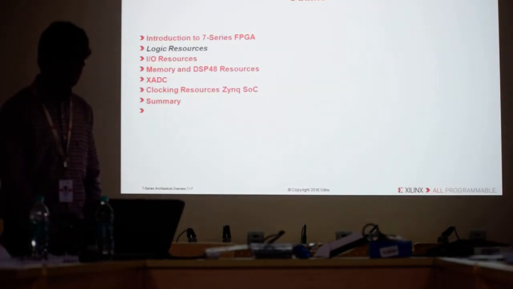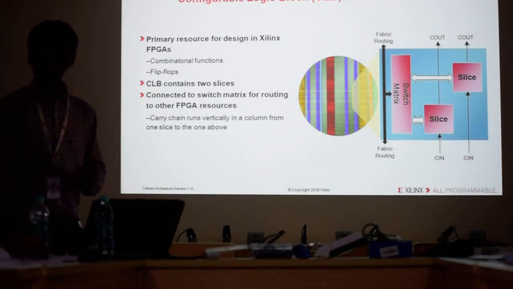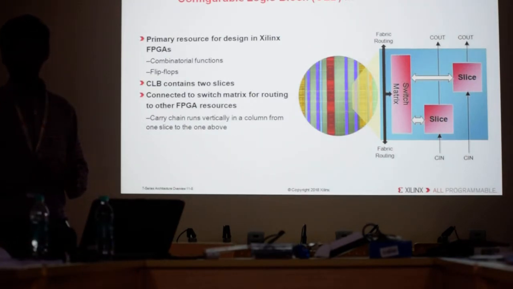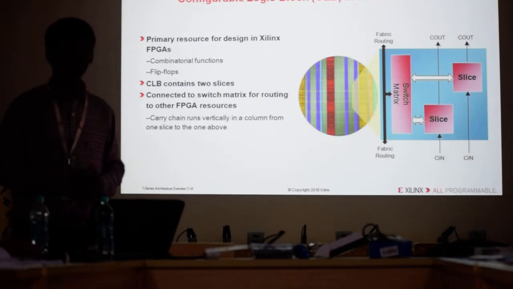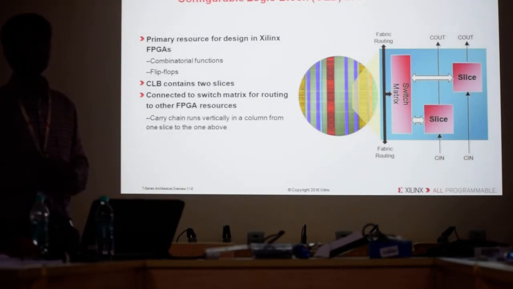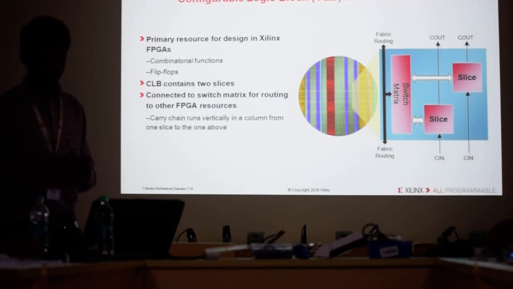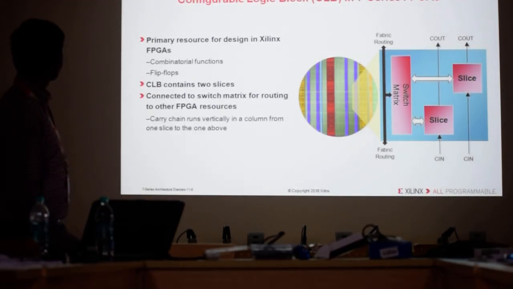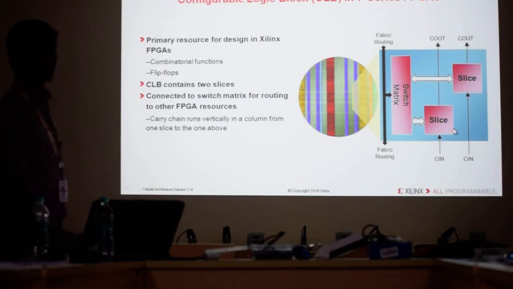Next we will go for CLBs. I told you CLBs will have 3 lakh, 5 lakh CLBs. Some Virtex boards will have 11 lakh CLBs. What is this CLB? So this is a block. I am zooming in on that area. If I go inside a CLB, you can see there is a switch matrix and 2 slices.